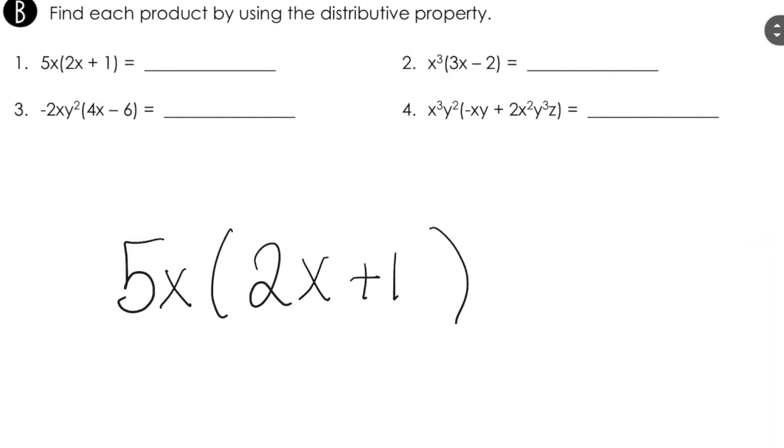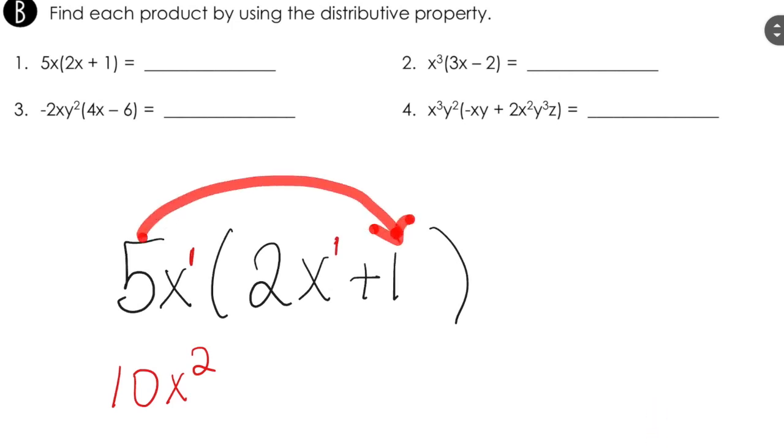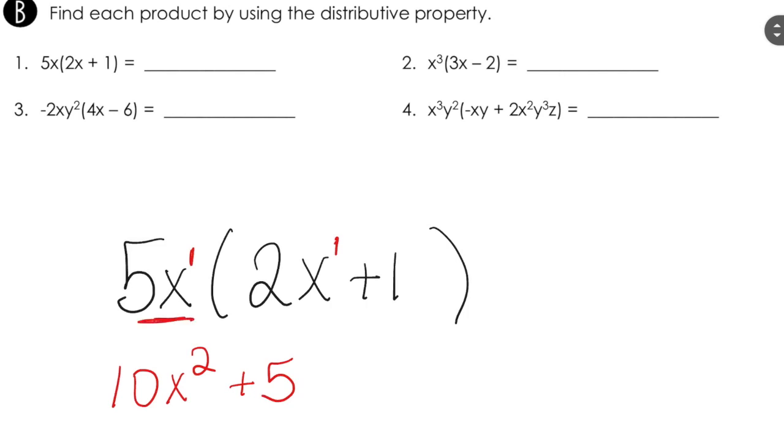All right, so just like we practiced in part A, we're going to be doing 5x times 2x. Numbers go with numbers. Variables or x's go with x's. So 5 times 2 is 10. And x times x is x squared. So remember, there's an invisible 1, right? And now we have to do 5x times 1. And that's going to be, well, 5 times 1 is 5. And this 1 does not have a variable, so we're just going to keep the variable from the original part. We're going to keep that x, and that's going to be our answer. 10x squared plus 5x.